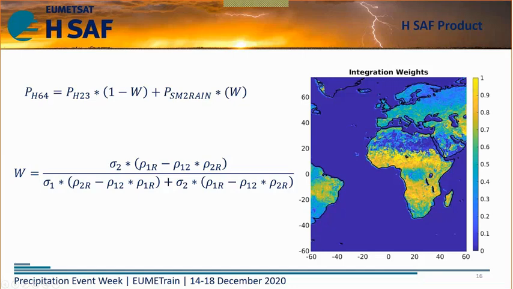On the other hand, when you can see lower values, we give more weight to H23. And in this case, you can see how, for instance, at high latitude, where we have the presence of frozen soil, we give more weight to H23. The same, for instance, is valid over the Sahara Desert, where the soil moisture product is characterized by a lower quality.